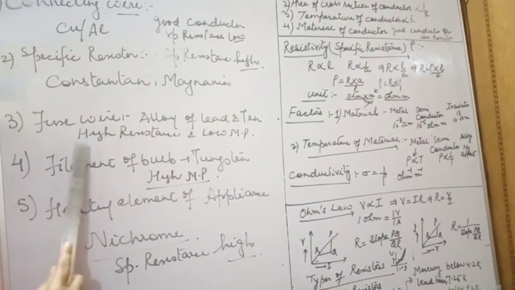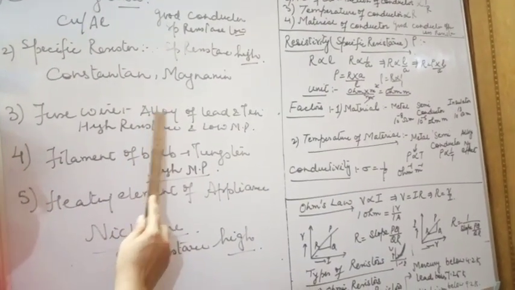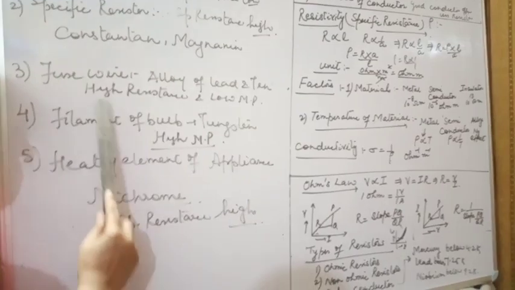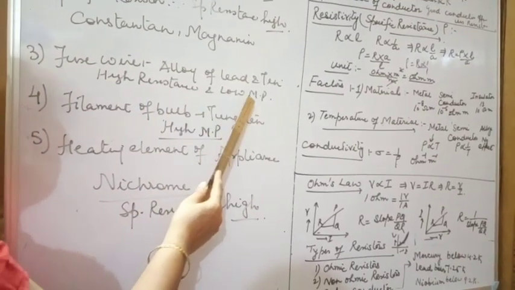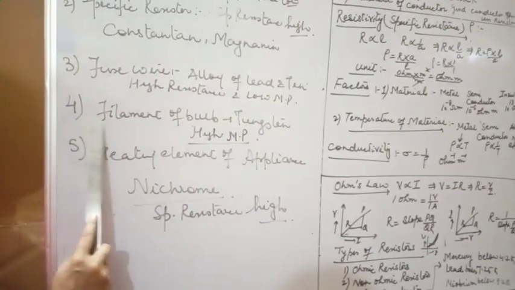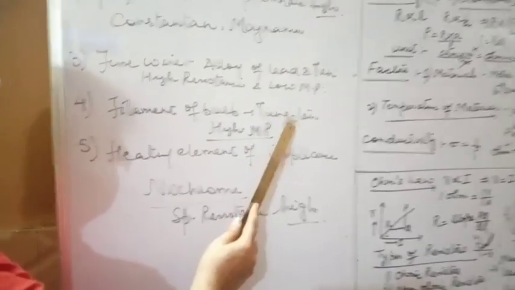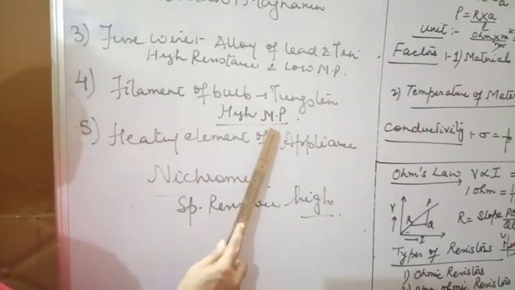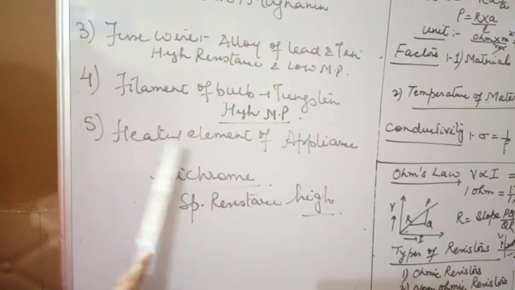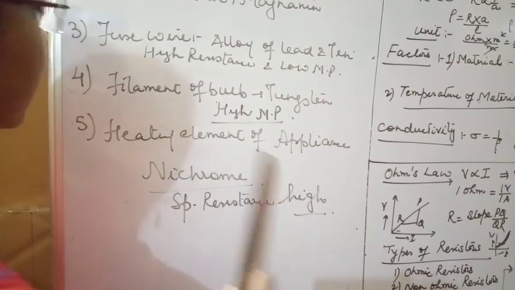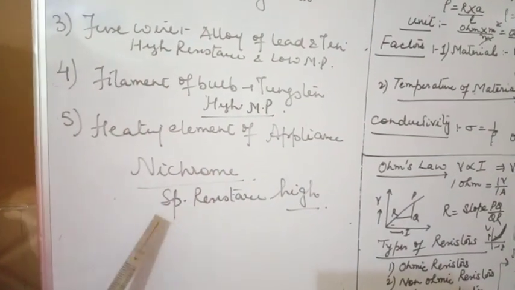Third is fuse wire. Which type of material is used? Alloy of lead and tin. The reason is because it has high resistance and low melting point. Fourth is filament of a bulb. Material is tungsten. Reason: because it has a high melting point. Fifth, heating element of an appliance. The material required is nichrome because its specific resistance is very high.